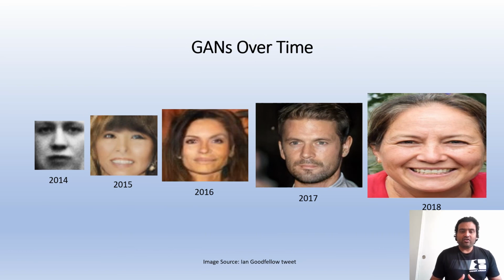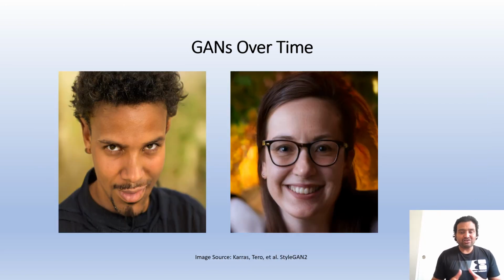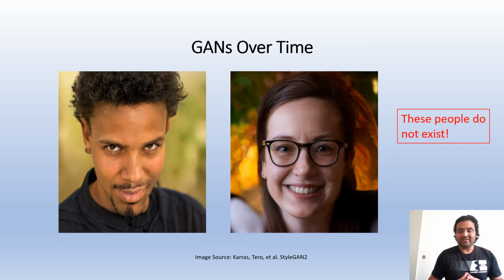Over time, GANs are producing more and more realistic, high-quality images. You can see in 2014 we started from grayscale images, and in 2018 it's producing high-quality color images. And till now GANs are producing more and more realistic images, and you can see very high-definition images. And what if I say that these people do not exist?